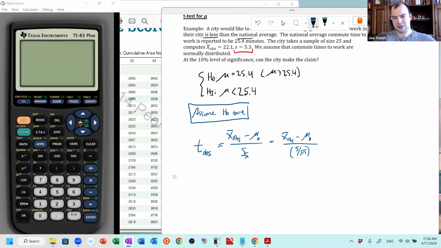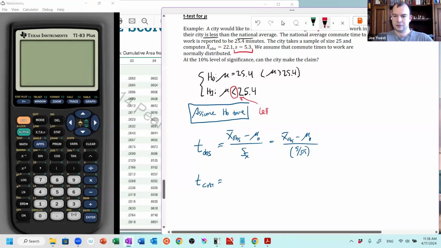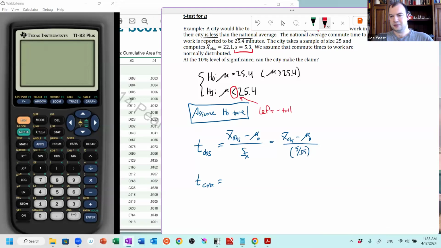And we'll compare that to a t critical. We note that this is a left tail test. So our question is, is t observed less than t critical? If it is, we reject H naught in favor of H1. We can make the claim. If it's not, we don't reject.